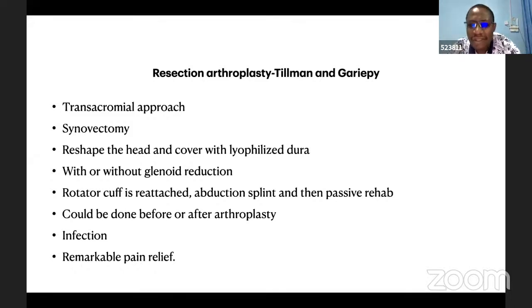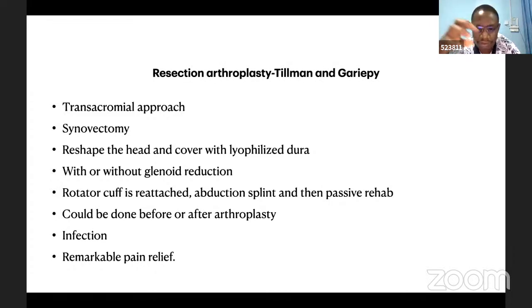Finally, Tillmann and Gariepy described resection arthroplasty. There are 2 types of resection arthroplasty. There is resection arthroplasty before arthroplasty. That is, you have decided that you are not going to replace these patients, they have some pain, and you want to do resection arthroplasty, in which case you do a transdeltoid approach, part the deltoid, reach the joint, and remove the, usually, of course, some flimsy rotator cuff or something like that, detach it.